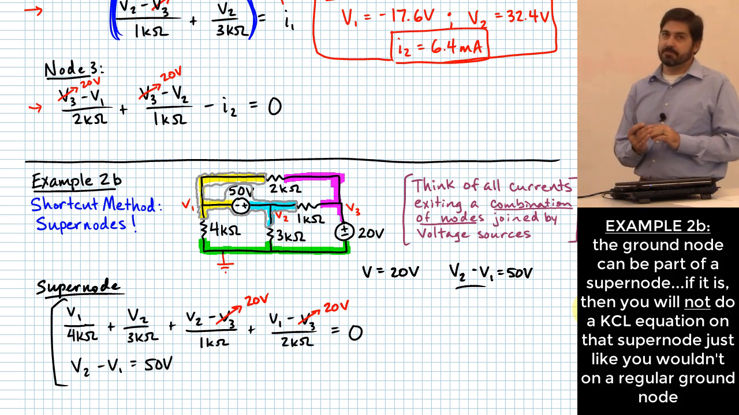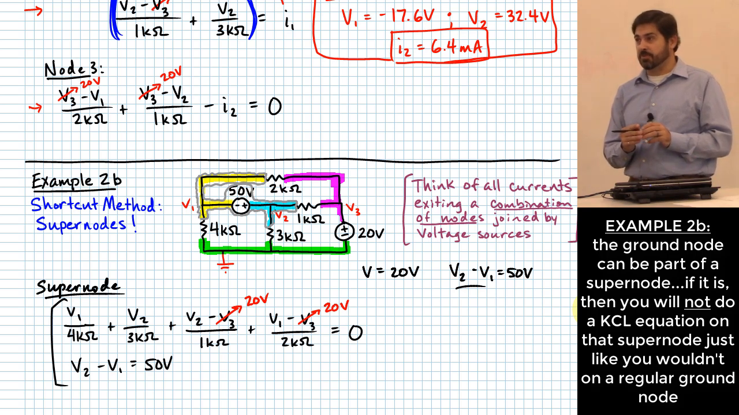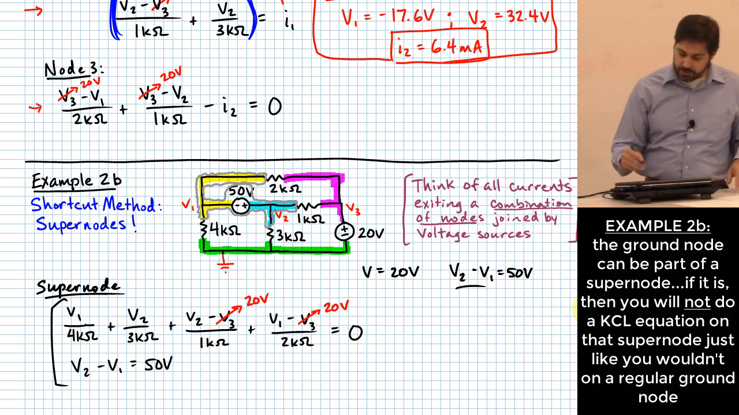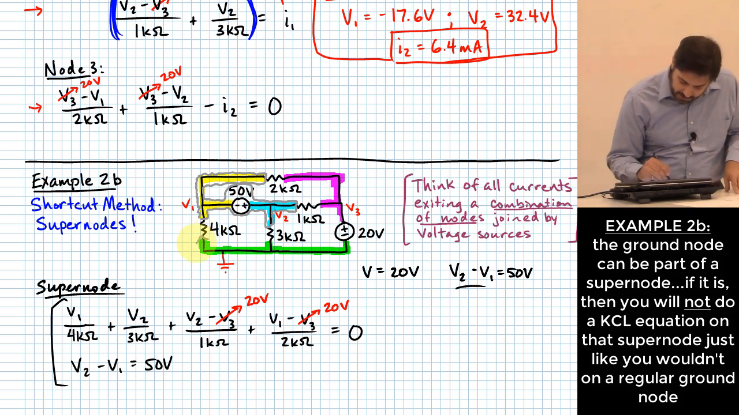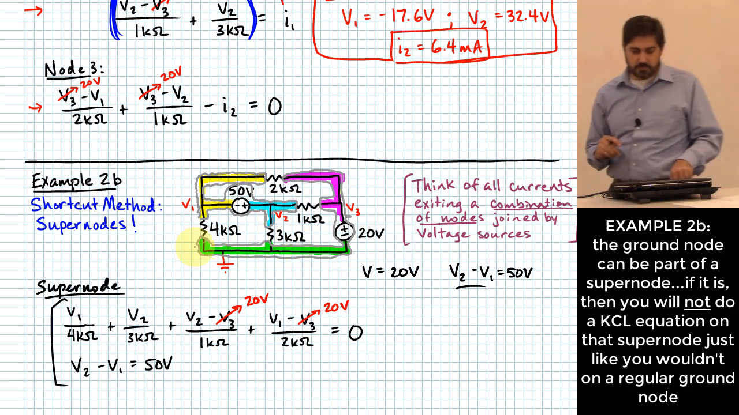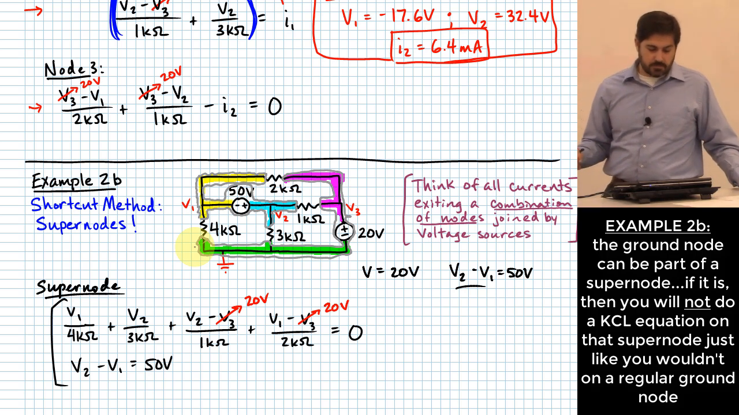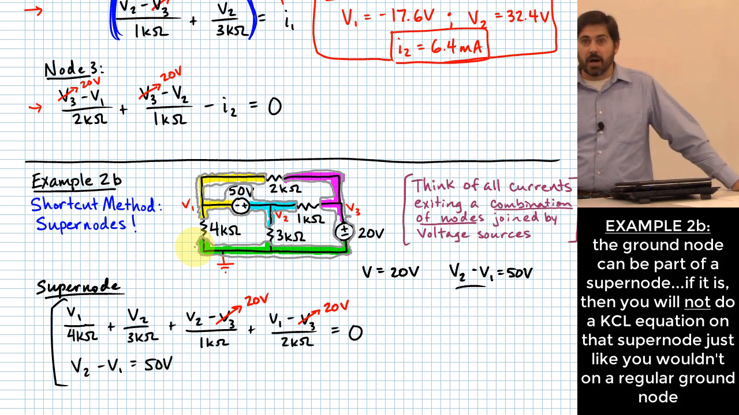Answer might surprise you. Answer is yes. It is possible for a supernode to include a ground node, right? So it is valid for us to take all of this stuff, all the way up to here, and treat all of that as if it is like our ground node. Meaning what?